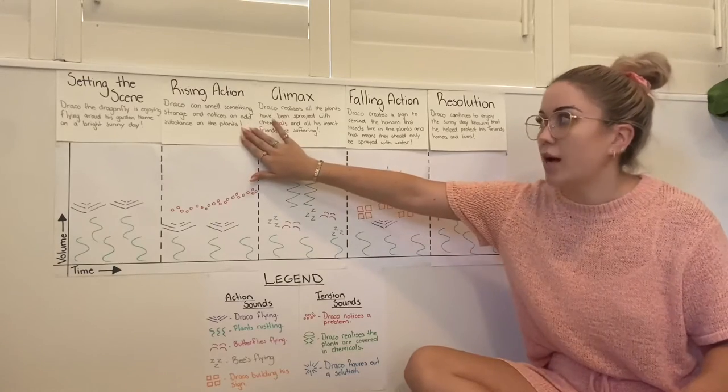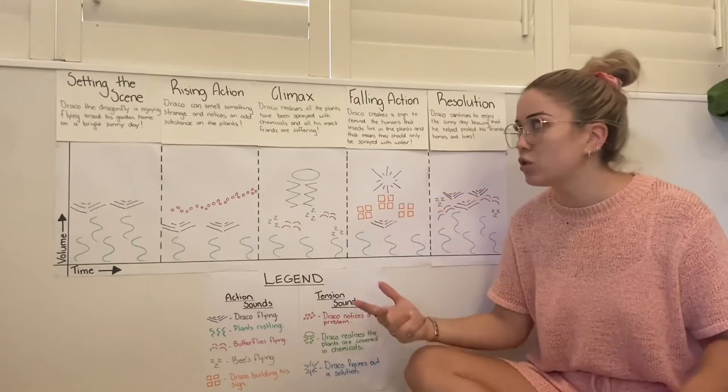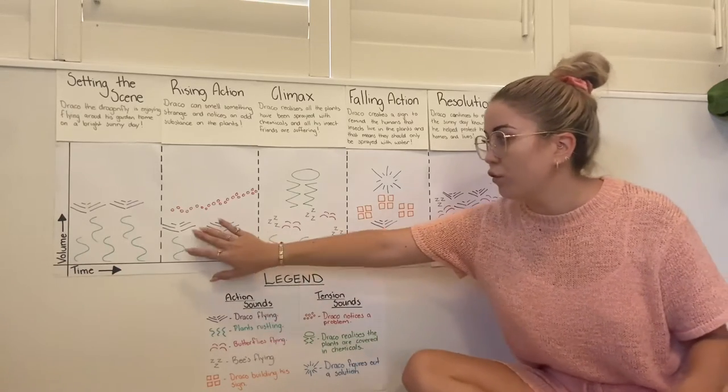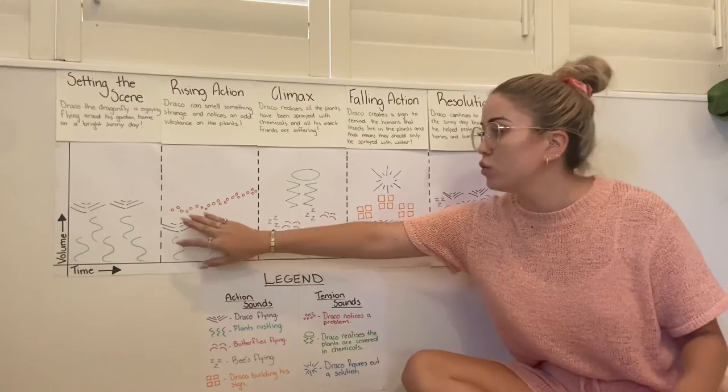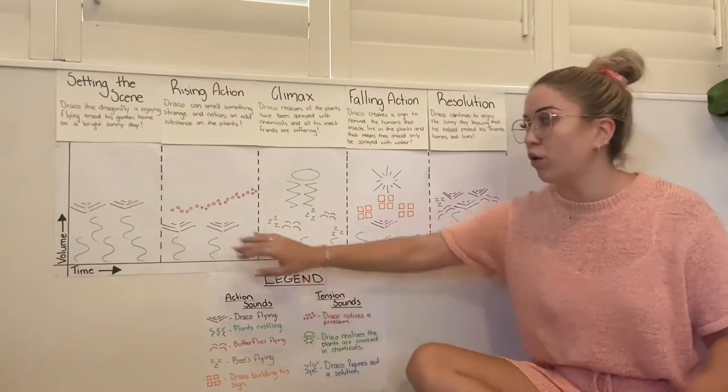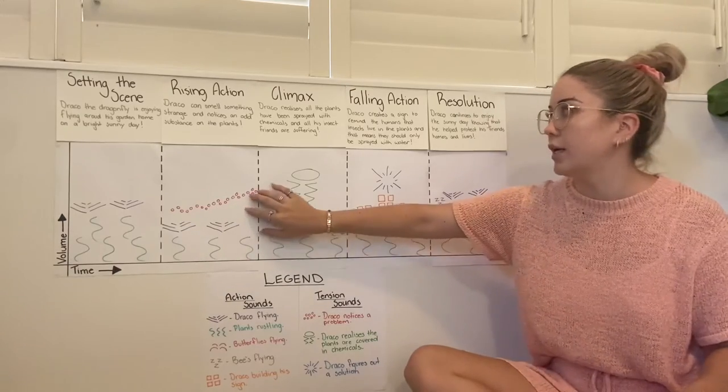Then we have the rising action, which is when Draco can smell something strange and notices an odd substance on the plants. So we've got Draco flying around still in the plants, but we've also got some symbols that represent Draco noticing a problem and some tension rising and building here.